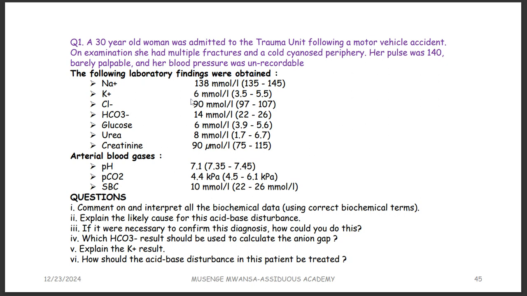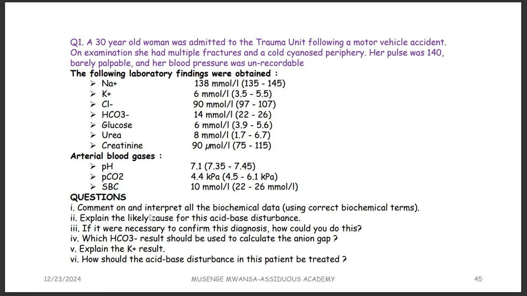Then another thing we can see, because the question says to use correct biochemical terms and comment on the interpretation of all the biochemical data: potassium is high, so there is also hyperkalemia. The chloride is low, hypochloremia. What is important to comment on in acid base balance is especially the potassium, which is hyperkalemia. Then we have hypochloremia, and glucose is high, so there is some form of hyperglycemia. Urea is high, that is increased urea, and then creatinine is normal. So that is the interpretation of all the biochemical data.